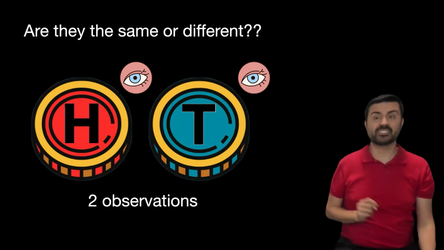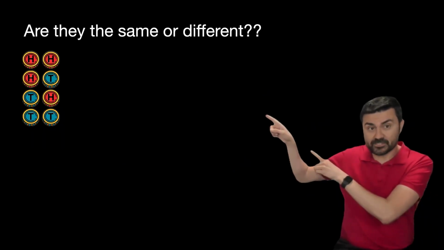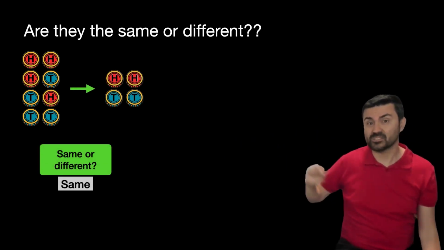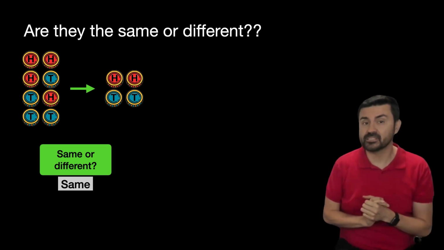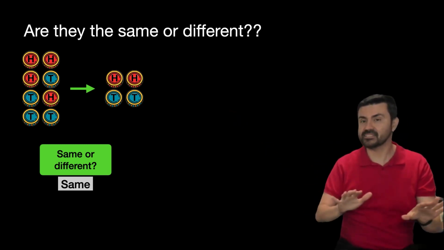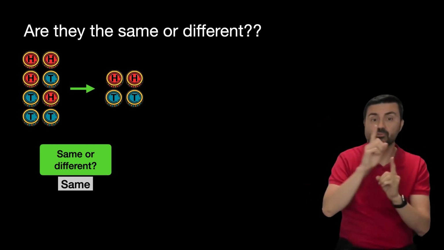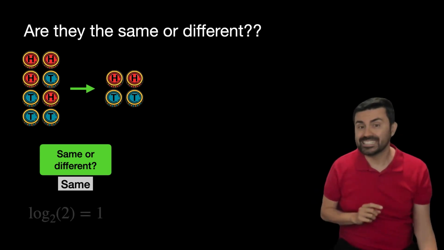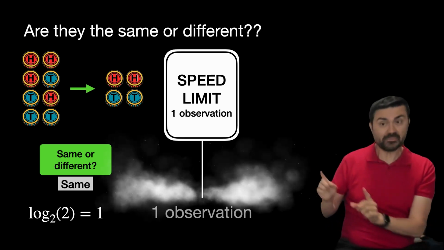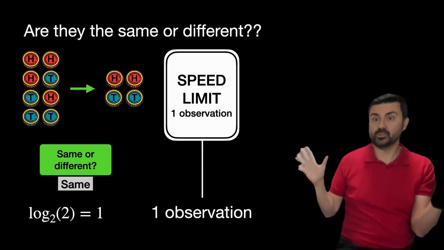However, that's not the speed limit, because the speed limit says if you want to go down from 4 observations all the way down to 2 observations, you really need just one yes-no question, which is, are they the same or different? You only need to bring it down to 2 observations, not to 1. You don't need to know if it's heads heads or tails tails. You need to know if they're the same or if they're different. You're going from 4 possibilities down to 2 possibilities. And 4 divided by 2 is 2, and the logarithm base 2 of 2 is 1. So the speed limit says you can't do it in less than one observation, but we did 2 observations.